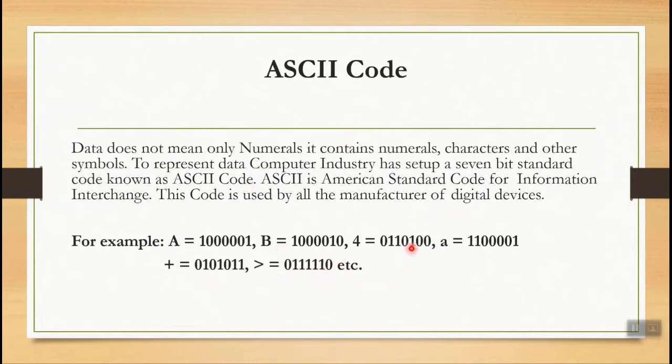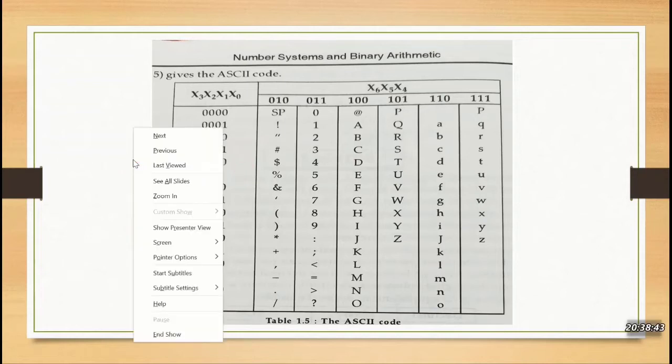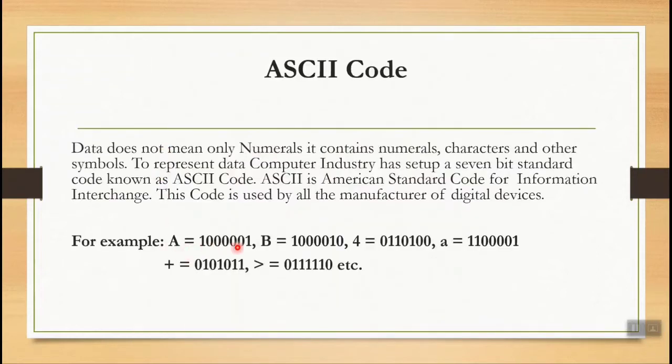Now how will you get these ASCII codes? There is an ASCII table. The table is given in your book also. You have to read like this. You see, this is the least significant bit. This is the next, then this is the next, then third, 4th, 5th, 6th. So if you want to write A, you have to write 100 and 0001. So 100 0001 is the A.